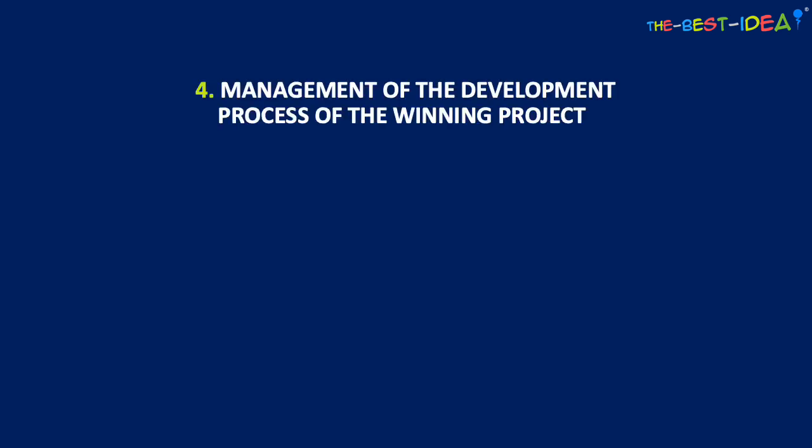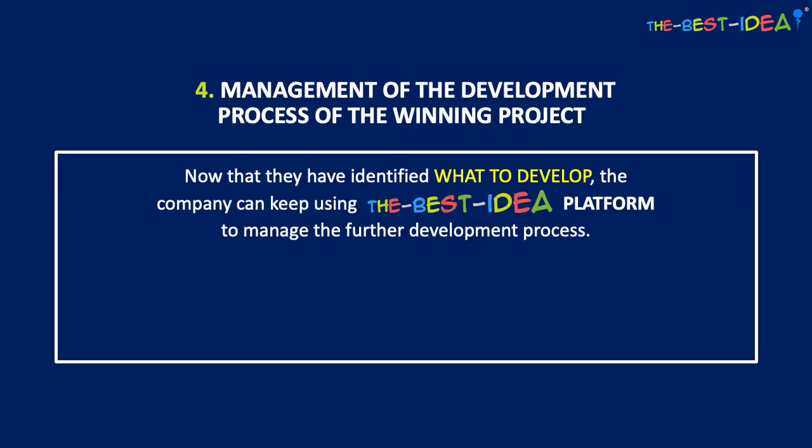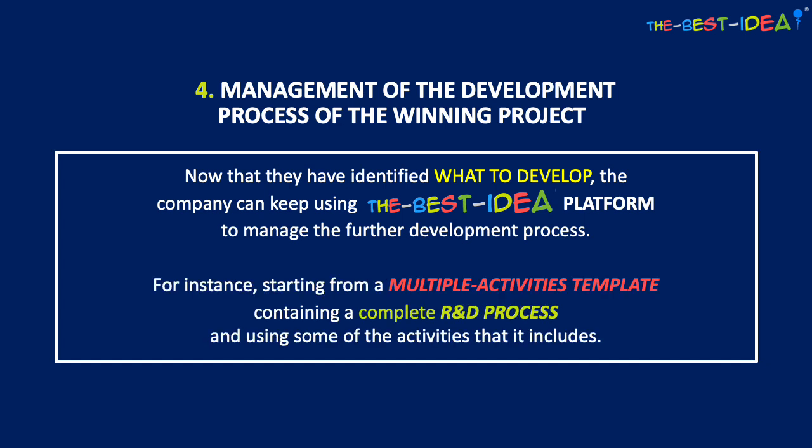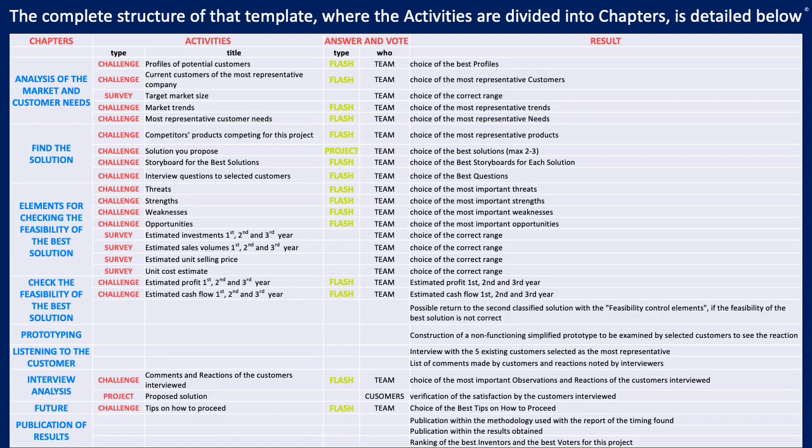Fourth phase, management of the development process of the winning project. Now that they have identified what to develop, the company can keep using the best idea platform to manage the further development process. For instance, starting from a multiple activities template, which features a complete R&D process, and using some of the activities that it includes. The complete structure of the R&D process template is shown here, with the activities divided into chapters.